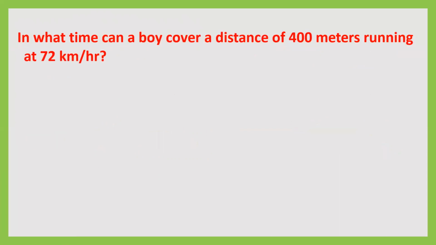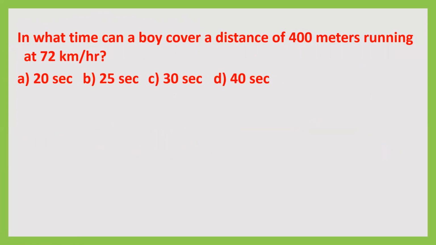Another question. Suppose it is asked, in what time can a boy cover a distance of 400 meters running at 72 kilometers per hour? In the option, you see the time is given in second. So we know time is equal to distance upon speed. Distance is given in meters and speed is given in kilometer per hour. You need to convert this kilometer per hour to meter per second. As I told you, 18 kilometer per hour is equal to 5 meter per second. 72 is 4 times 18, so 4 times 5 is 20, 20 meter per second.